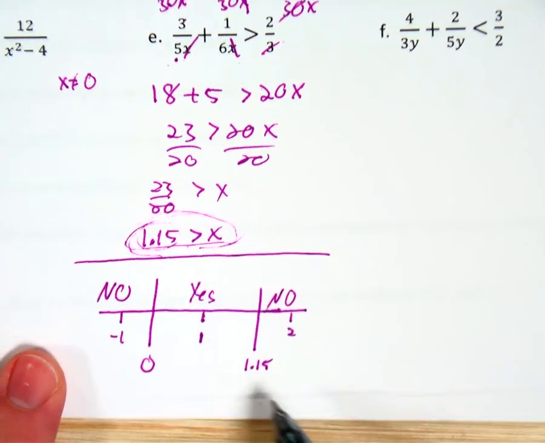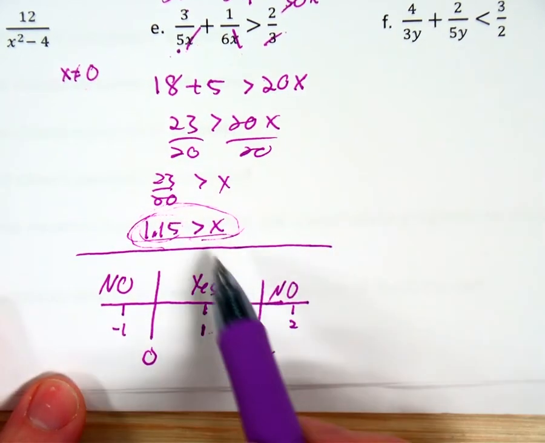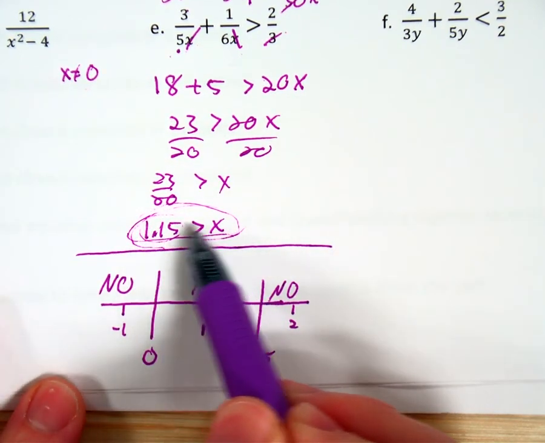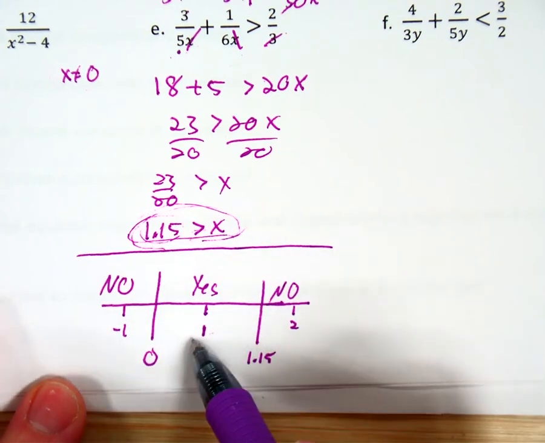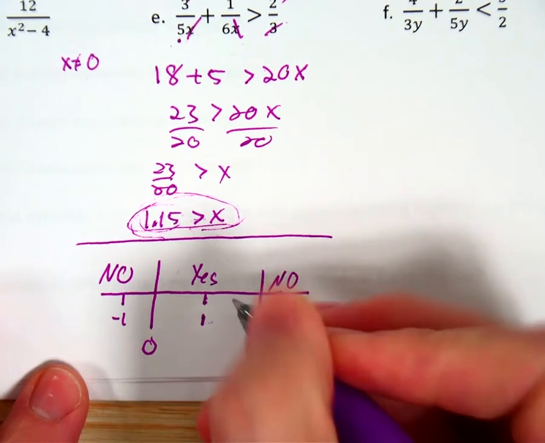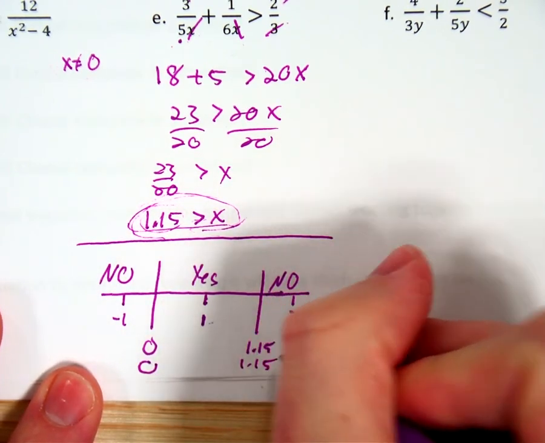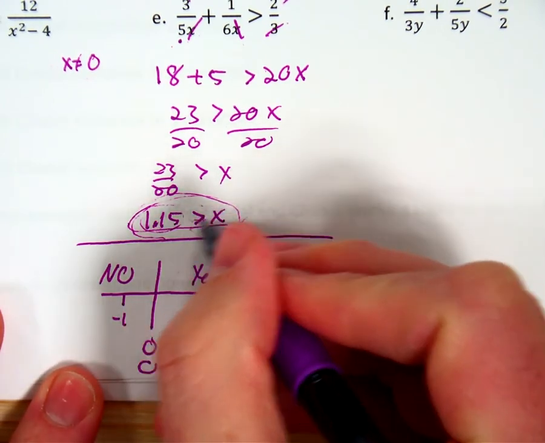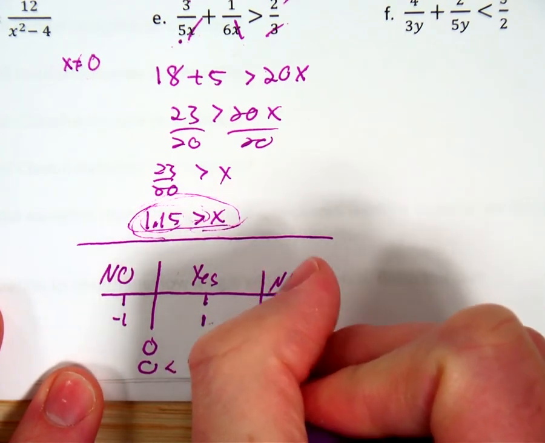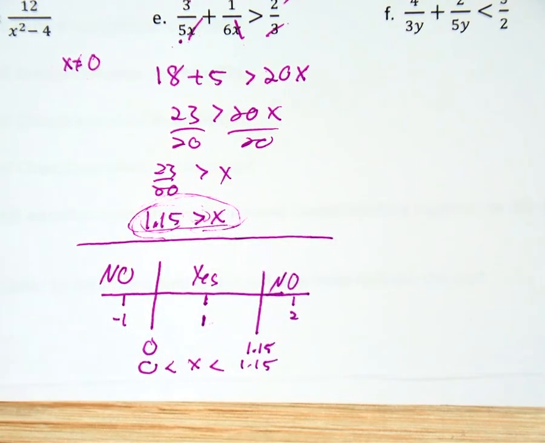Okay, so now here's the tricky part. It's between here. So yes, x was smaller than 1.15 like we had, but it also stops here at 0. So this is the answer, 0, 1.15, we're between it, so we're going to use less thans. There's your final answer. That's a tough one.